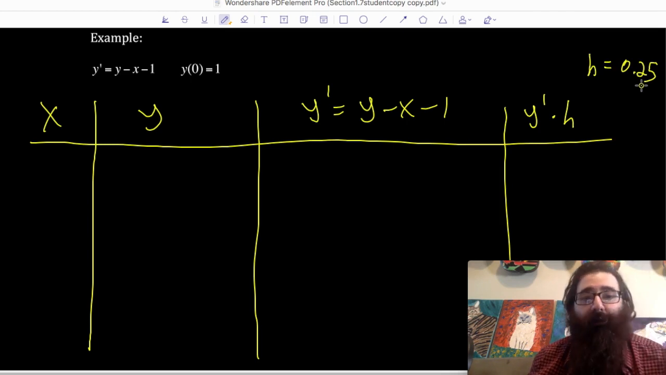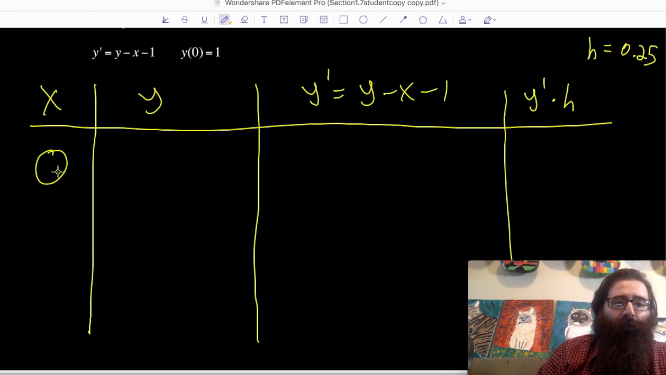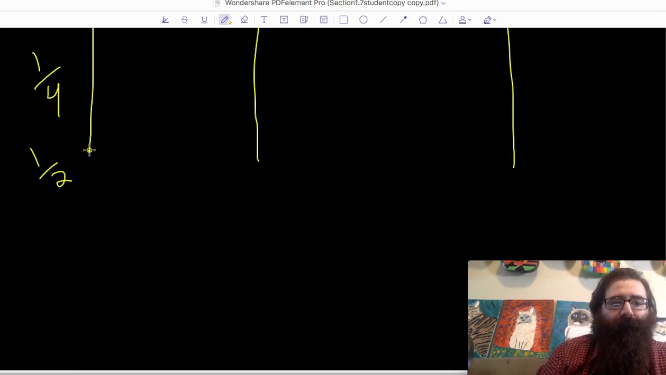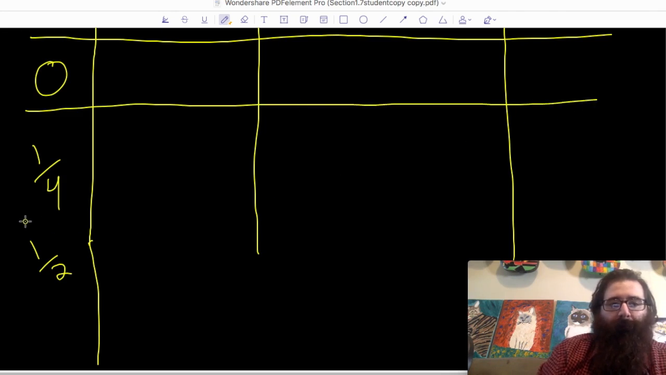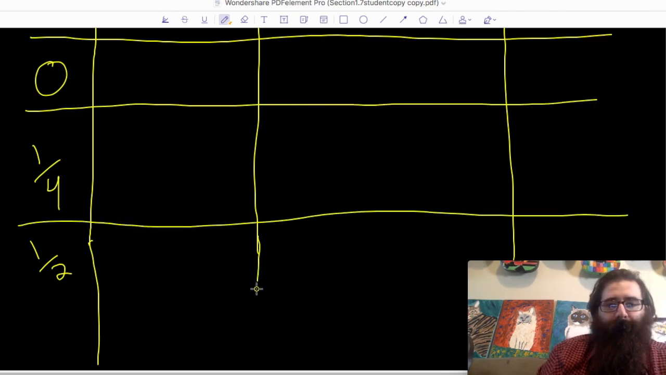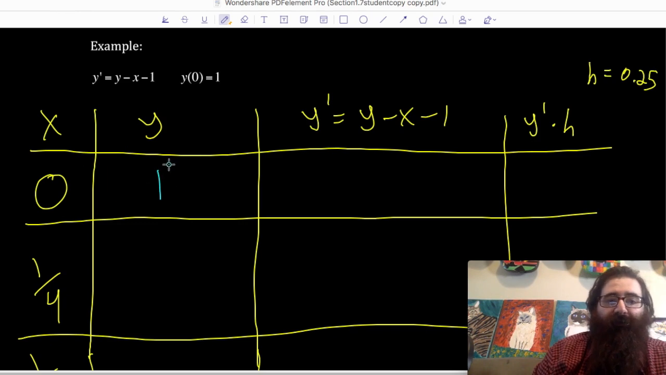Now what I can do to start is go ahead and begin by filling out the entire x column. So x is going to start at 0, then if I add h, 0 plus 1/4 brings me to 1/4. If I add h again, 1/4 plus 1/4 brings me to 1/2. And then I can create my rows, and we can start filling in the table. Now the initial value is given. It says when x is 0, y is 1. So 0, 1 is that first ordered pair.